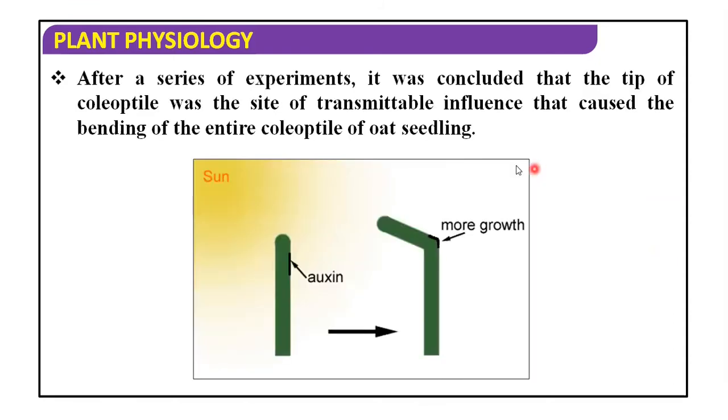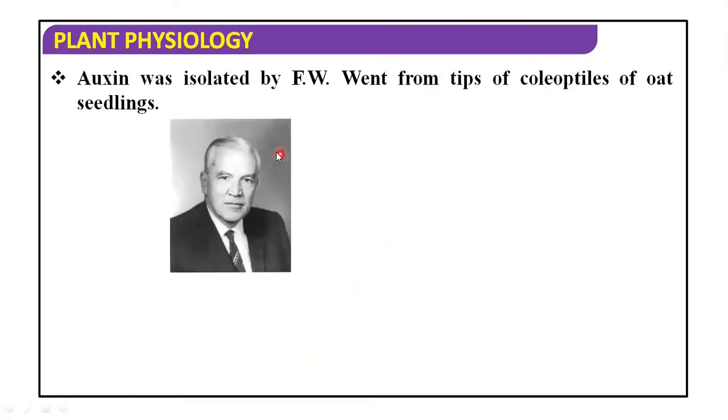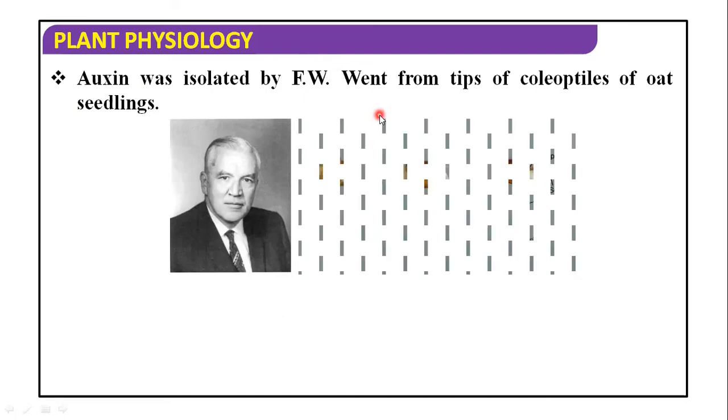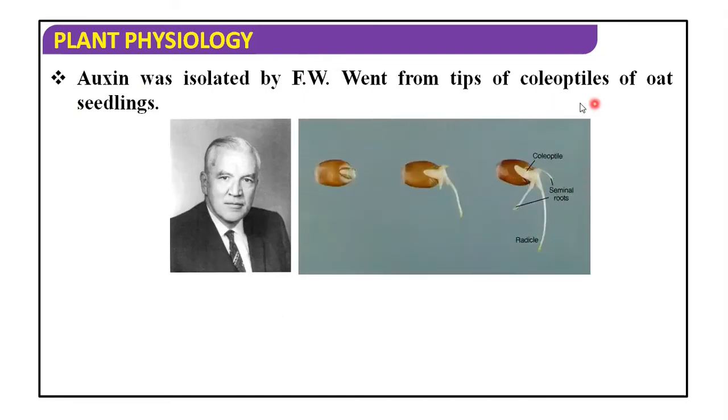After a series of experiments, it was concluded that the tip of coleoptile was a site of transmittable influence that caused the bending of entire coleoptile of oat seedling, like this. Auxin can promote this growth. It is a bending part. Auxin was isolated by F.W. Went from tips of coleoptile of oat seedling. Okay, means from the tips of shoot, young shoot tip.